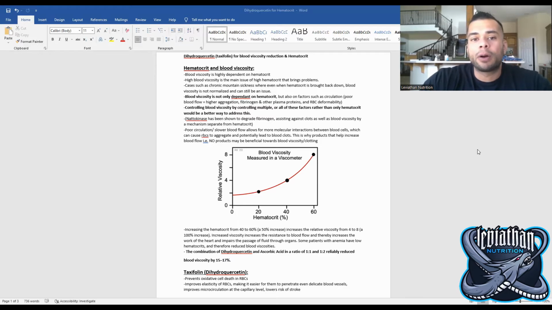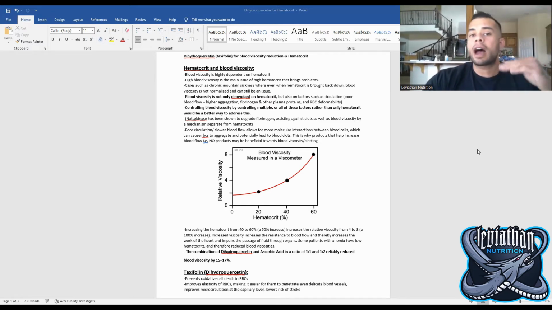So we're going to talk about dihydroquercetin and how it relates to hematocrit as well as blood viscosity. So blood viscosity is highly dependent on hematocrit as well as other factors, but out of all the other factors, hematocrit is probably the most important one. So high blood viscosity is the main issue that high hematocrit will bring when it comes to complications that you can have from having high hematocrit levels over time.